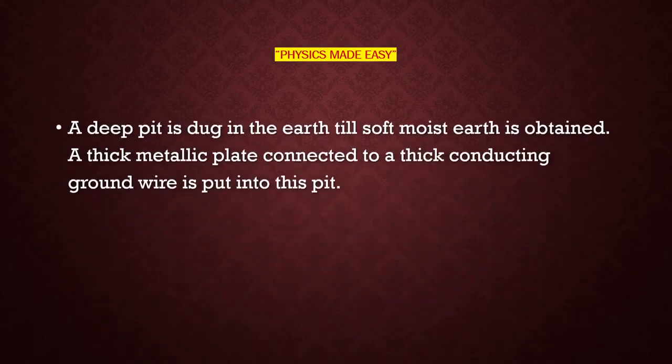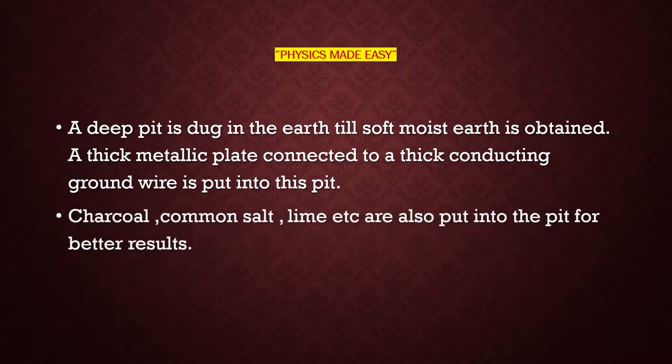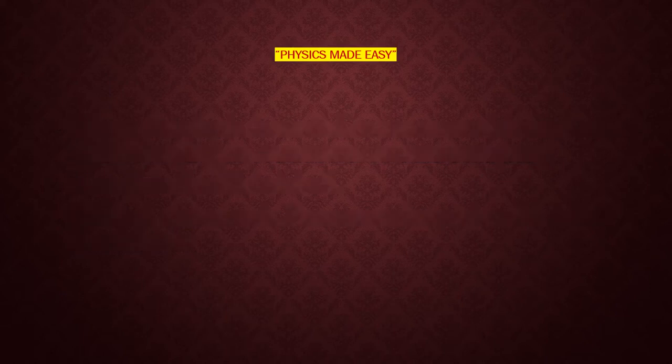For earthing, a deep pit is dug in the earth till soft moist earth is obtained. A thick metallic plate connected to a thick conducting ground wire is put into this pit. Charcoal, common salt, lime, etc. are also put into the pit for better results.